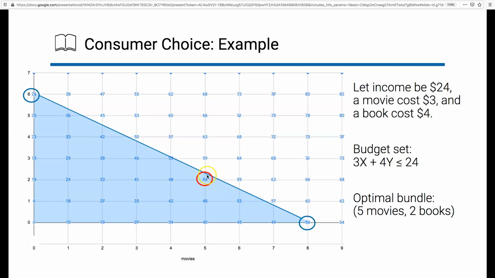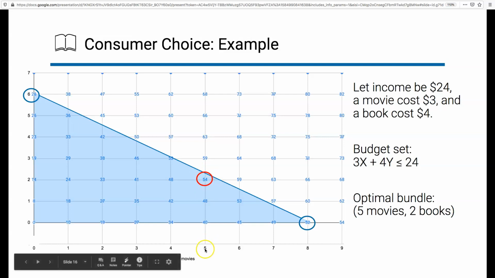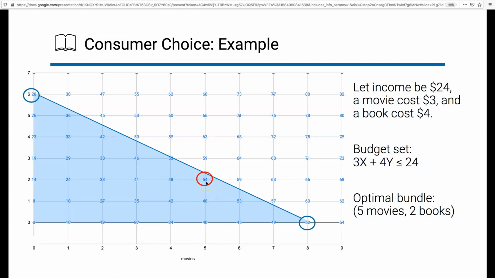We're spending not exactly the whole $24, but if you were to throw in more math, you will see how things will change by looking at the continuous case. So for now, just convince yourself that 5 movies and 2 books will cost almost $24, so we're almost on the budget line. And clearly we're maximizing utility among all possible bundles that we can buy. So this is how your optimal choice looks like in this example.